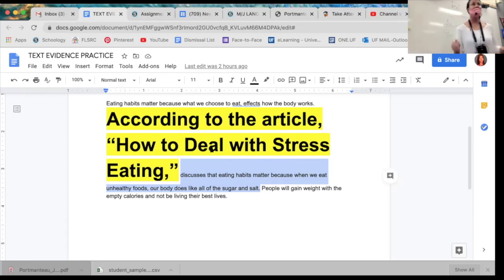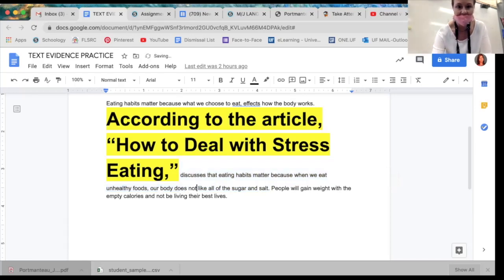But until we get this down pat, according to the article, and I shortened the title of the article, if you notice, I just said, according to the article, How to Deal with Stress, discusses that eating habits matter because when we eat unhealthy foods, our body does not like all of the sugar and salt. Do you remember me reading that to you in there? So I'm using the evidence.